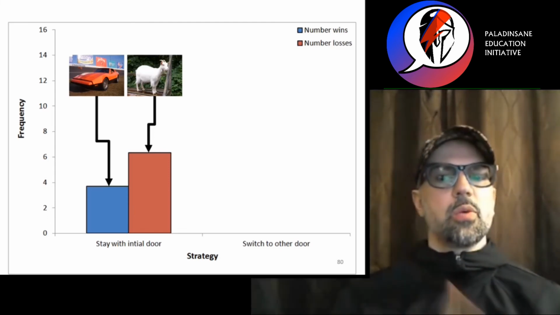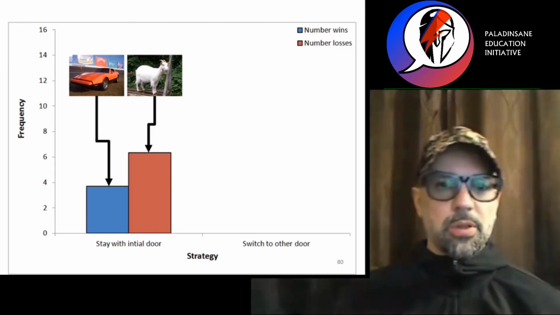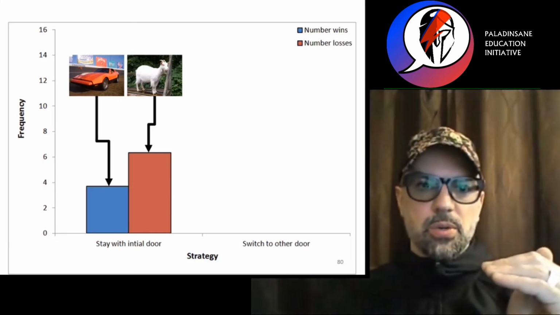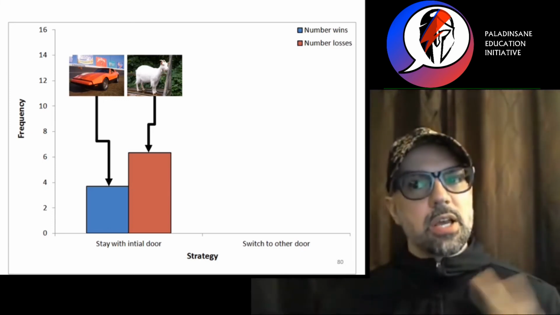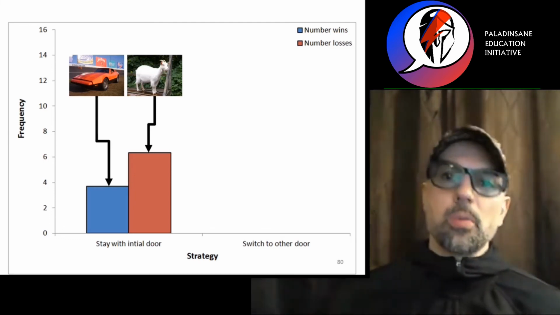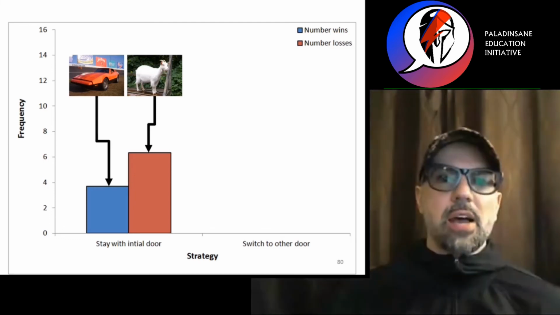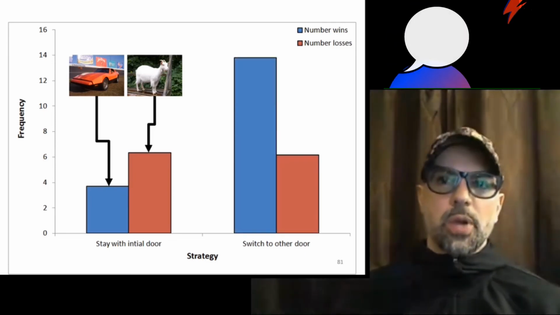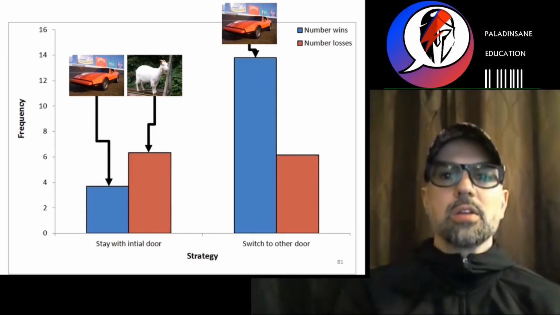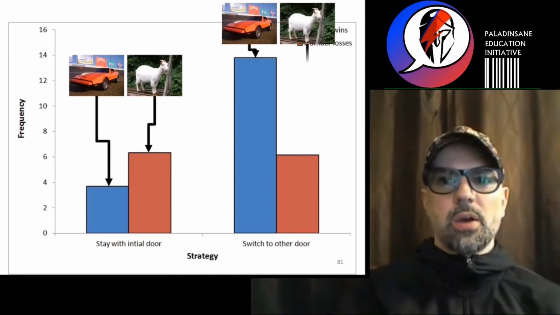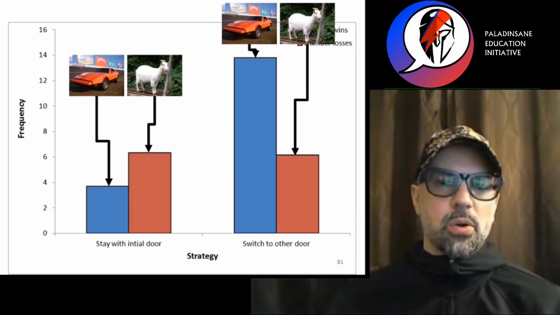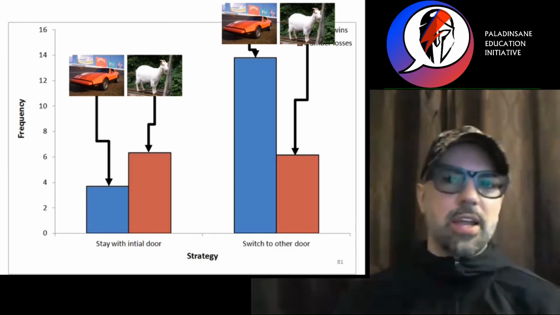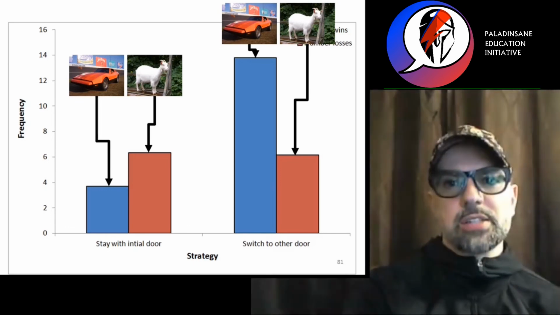Now the question is, what happens when you switch? Will the pattern be exactly the same, where we still have fewer wins than we do losses? Or will the pattern reverse, where now switching gives you more wins than losses? As it turns out, Marilyn vos Savant was correct. When you switch, you win the car twice as often as you win the goat. So switching to the other door is actually the correct prescriptive solution. You're not going to win every time, but it gives you the best chance of winning.